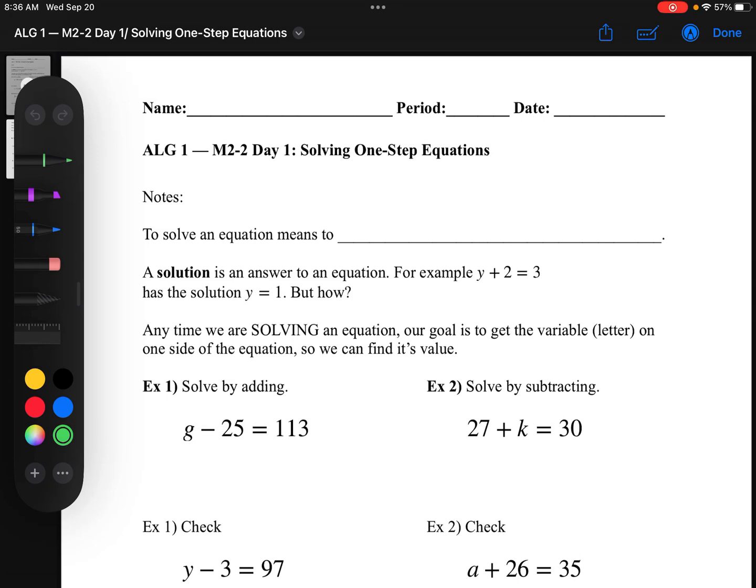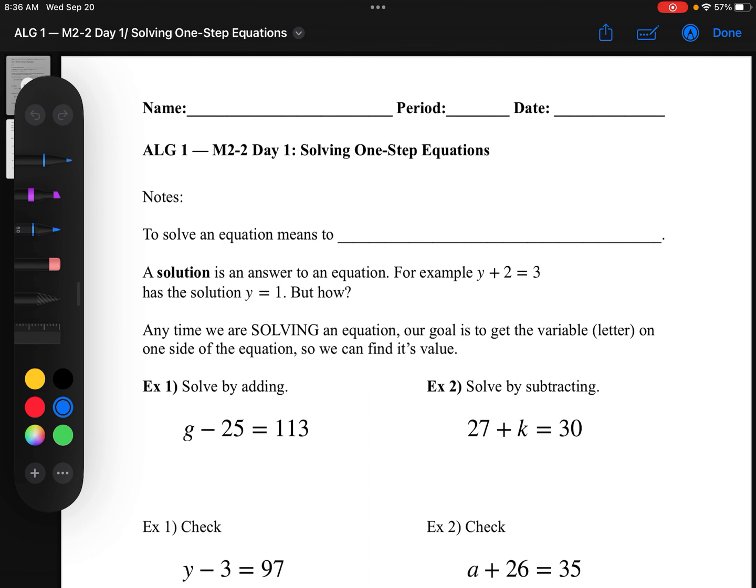All right, hello, Mr. Biggers here, and today we are working out of Reveal curriculum for Algebra 1. We are on Module 2, Day 1, and today we're going to be talking about solving one-step equations.